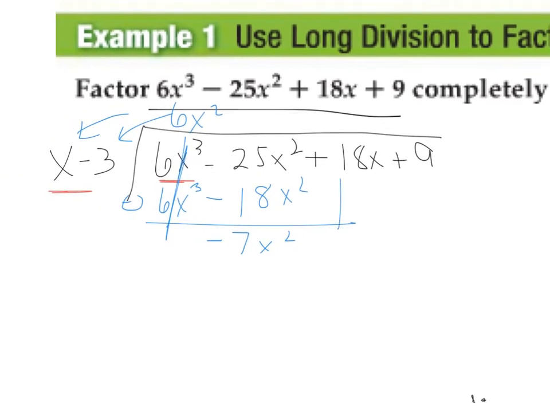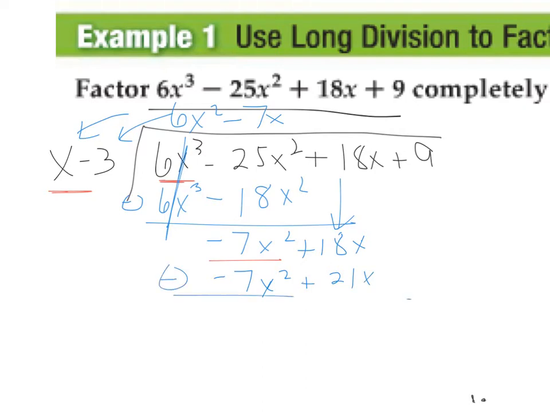And then I want to bring down my 18x, because however many terms are in my divisor, I have 2 terms here, x and negative 3. I have to have that same number that I'm working with each time. So I needed to make sure I had 2 terms. Then I'm going to start all over again and say, well, what would I multiply x by to get negative 7x squared? And that's going to be negative 7x, and you multiply by each term again. So that was going to be negative 7x squared plus 21x.